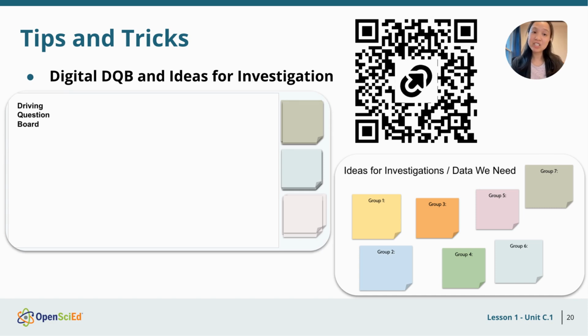Since I have 5 sections of classes and limited wall space, I utilize digital versions of the driving question board and ideas for investigation posters. Each class section has their own posters, which students access through Google Classroom. For the ideas for investigation poster, each table group of 3 to 4 students fills out one digital sticky note. If you would like the template that I use as class posters, please go ahead and check out the QR code posted on this slide.